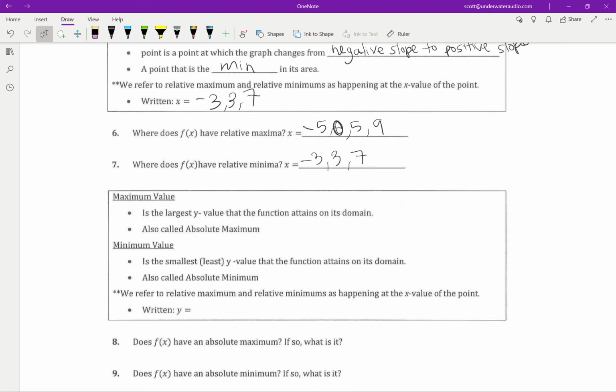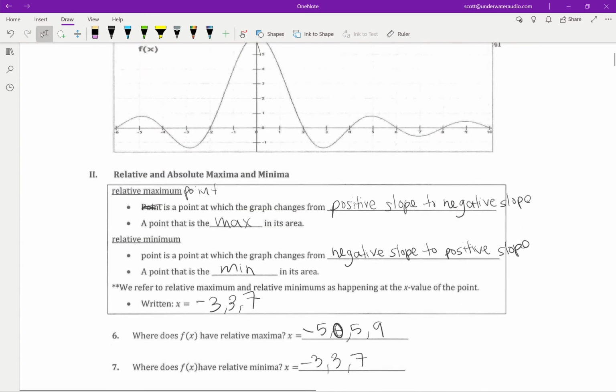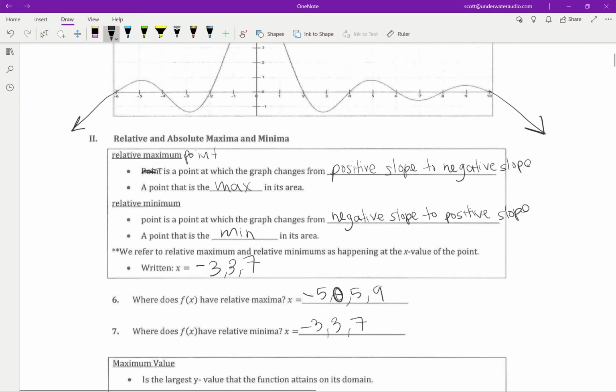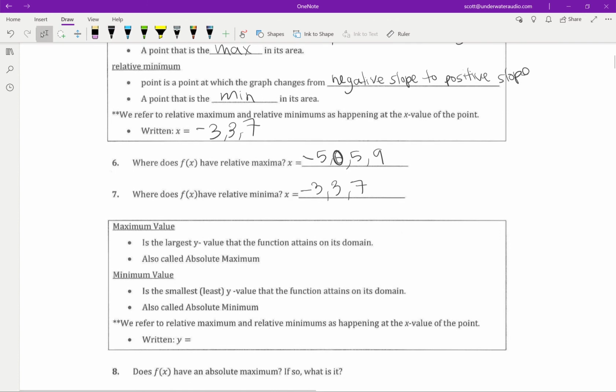The minimum value is the smallest y value that the function attains on its domain. So this graph doesn't have an absolute minimum, because you can pick any number you want and I can find a smaller one. There's no limit to how negative this gets. So there's no minimum for this one. But this is important: when we talk about the maximum value or the minimum value, we always write it with the y value, like y equals the highest or lowest y value.